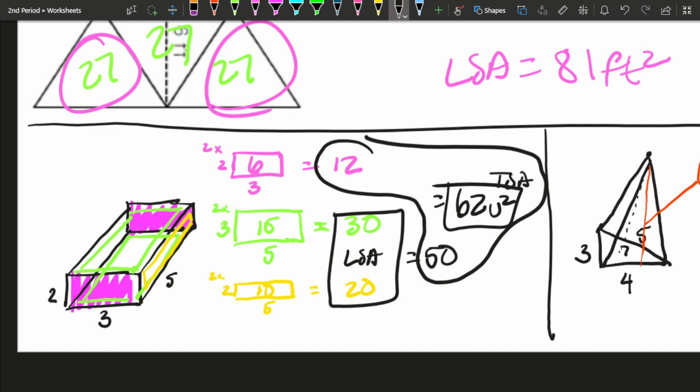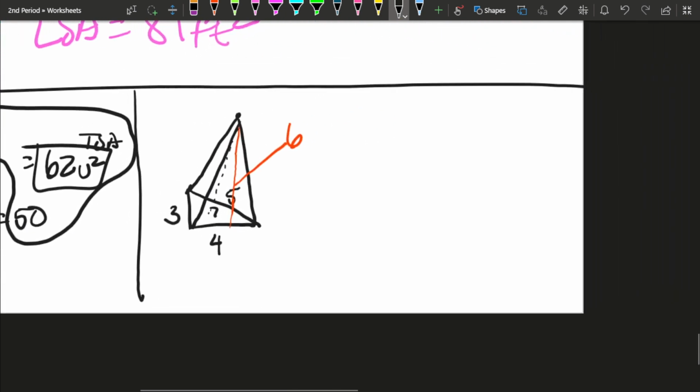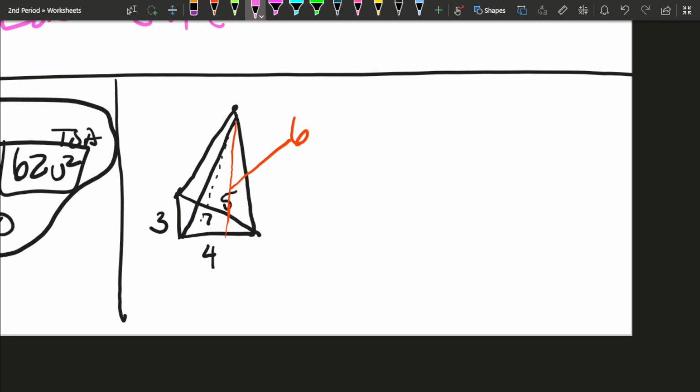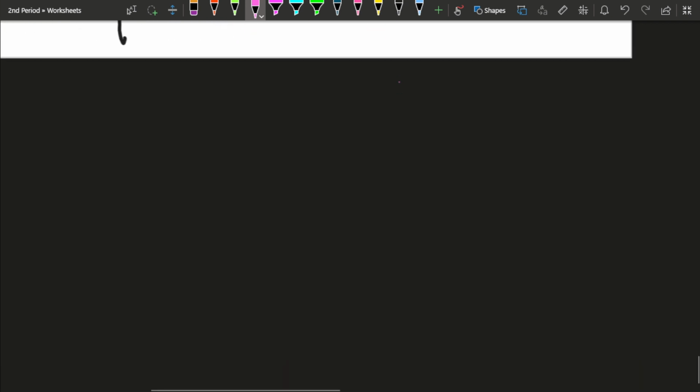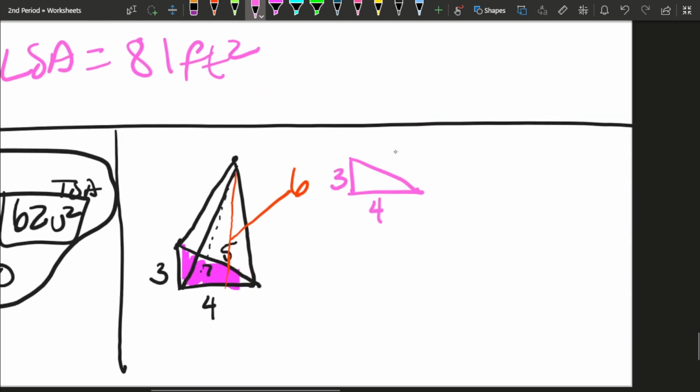All right. So now let's look at the right triangular pyramid. The first thing I'm going to do, find my base right here. And I'm going to draw it. This is 3 and 4. That's all I need for area. What is base times height divided by 2? How many of those do I have though? Only one. So base times height divided by 2. 3 times 4 is? 12. And then half of that is? 6. So this is 6.